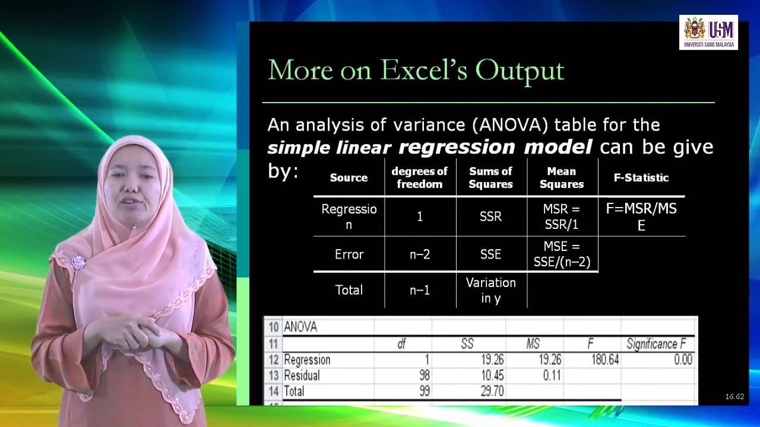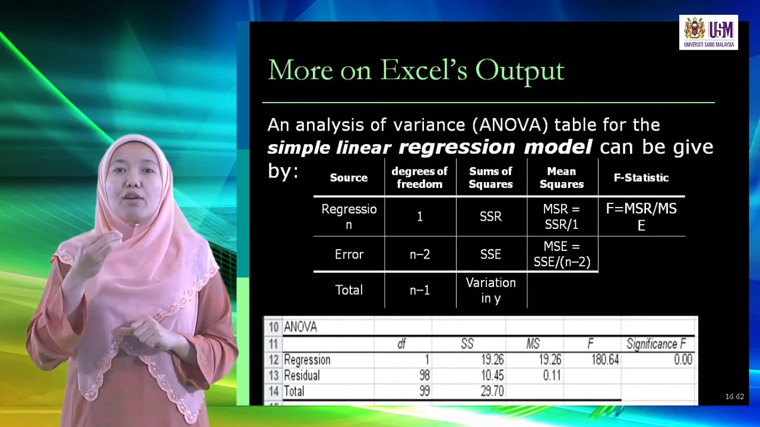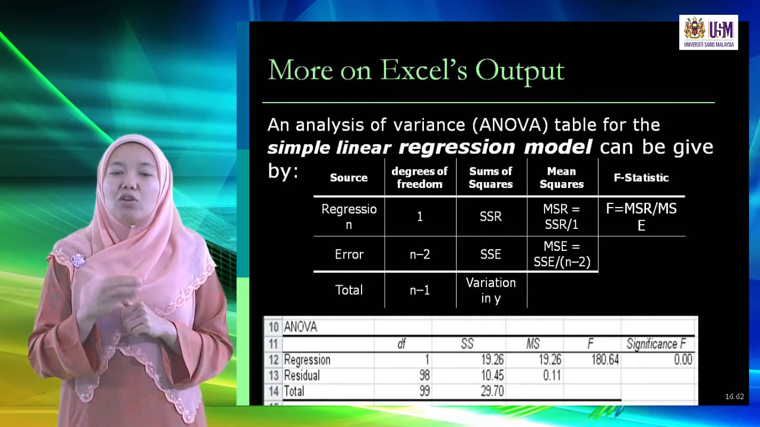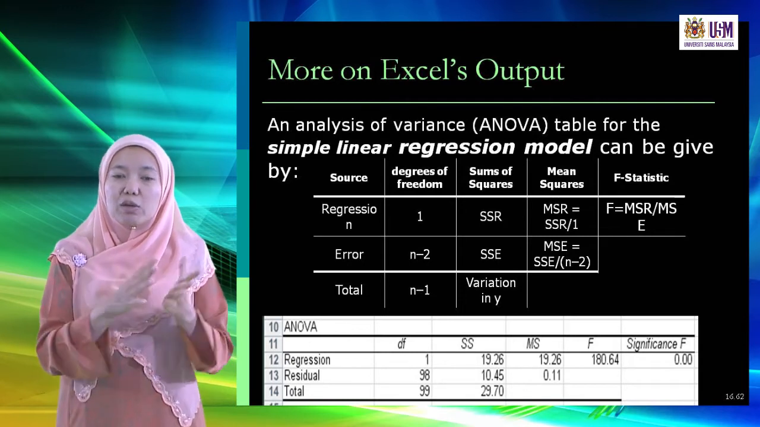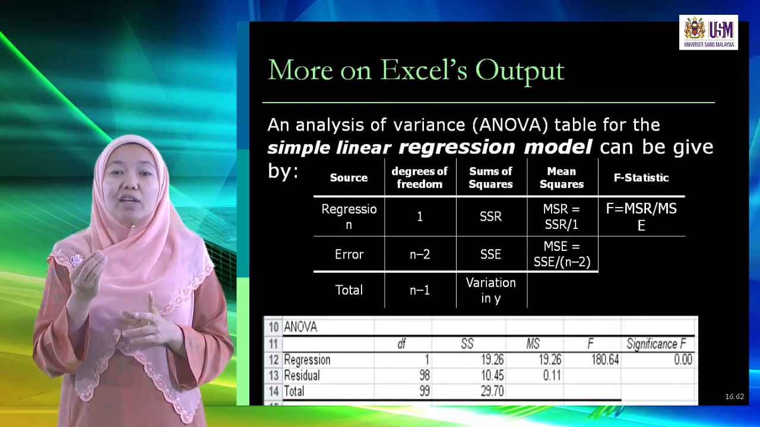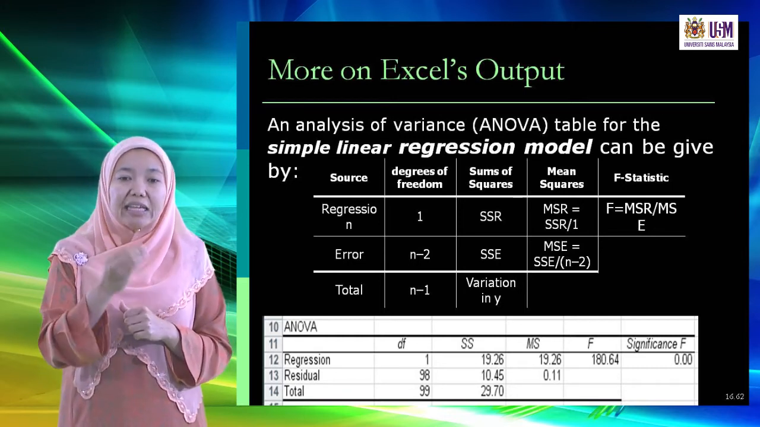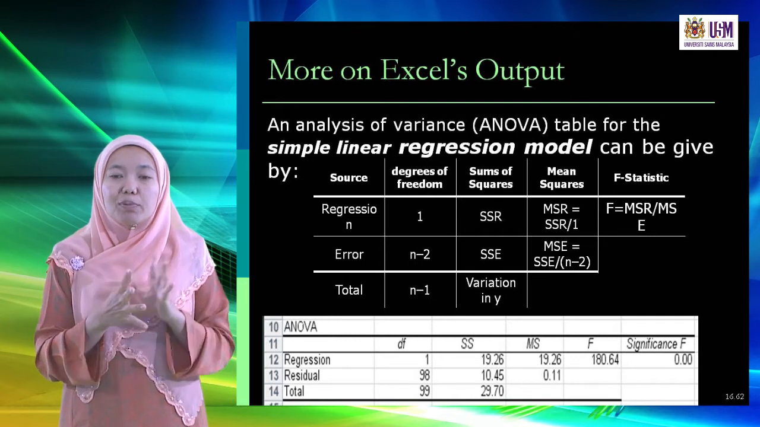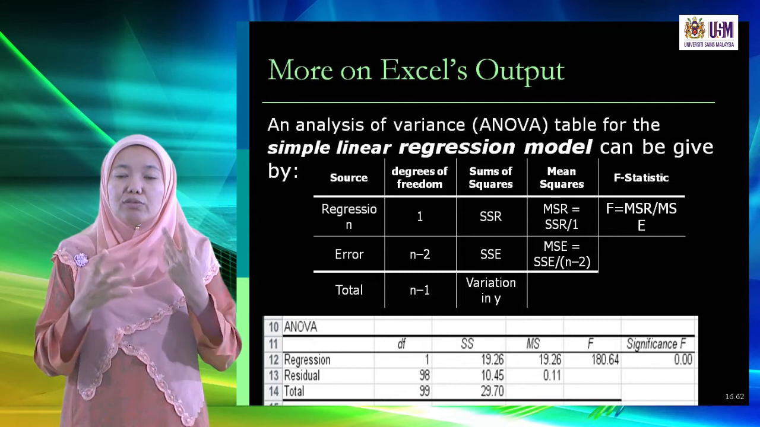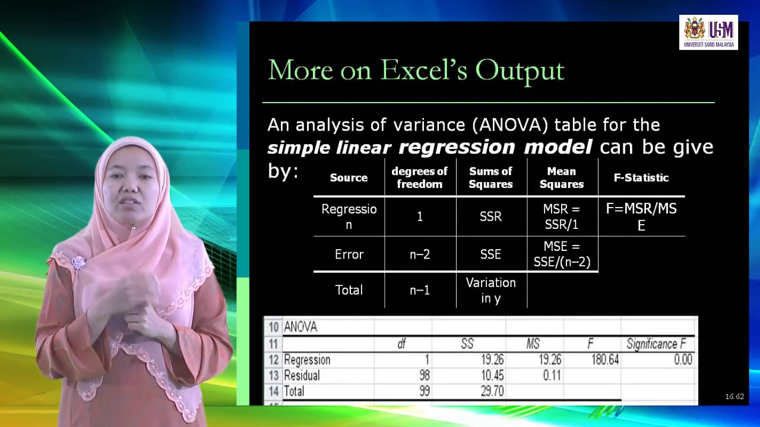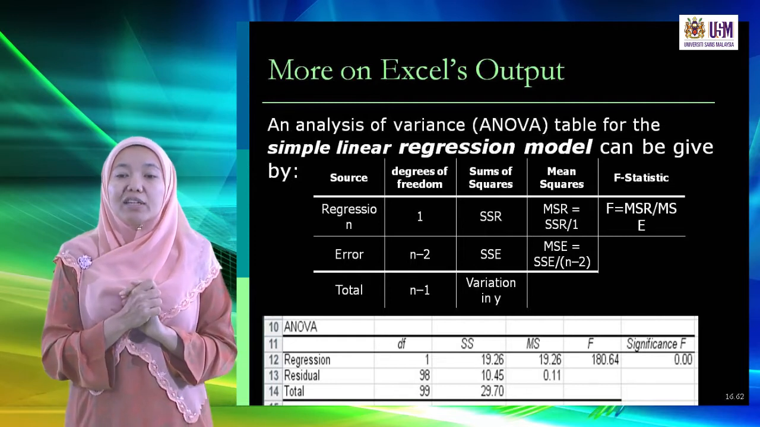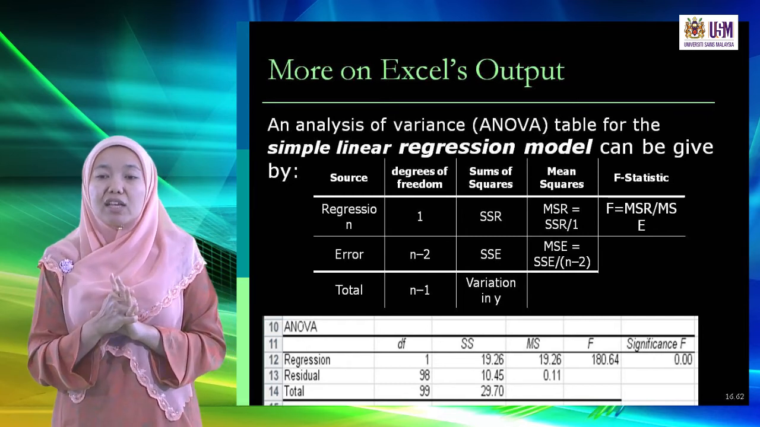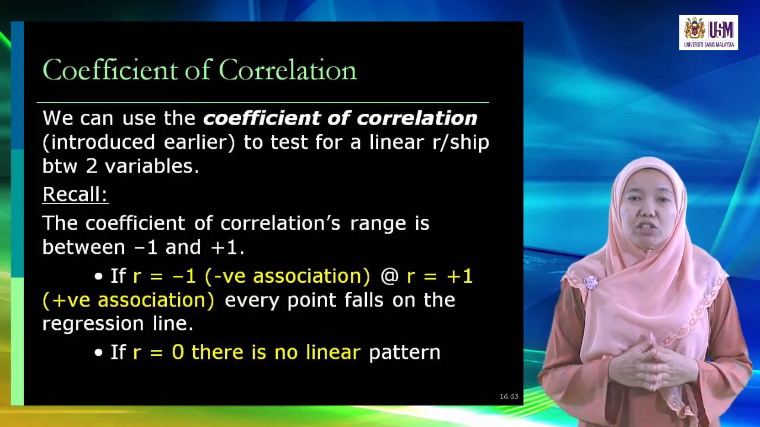And then you have sum of square for the regression, 19.26, and sum of square for the error, 10.45. For the mean square regression, how do you get 19.26? Basically you take sum of square regression, 19.26, divided by 1, so you still get 19.26. And for the mean square for the error, you take 10.45 divided by 98, so you get mean square for error of 0.11. So for the F statistic, 19.26 divided by 0.11, you get 180.64. So if you are doing it from the computer, you get the p-value, significance of test, 0.00. Okay, let's look at the coefficient of correlations.